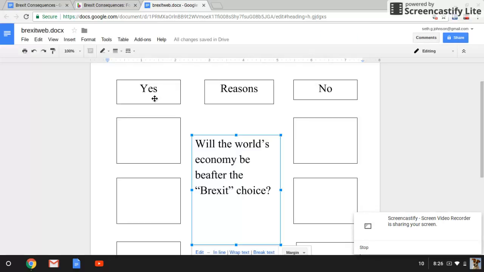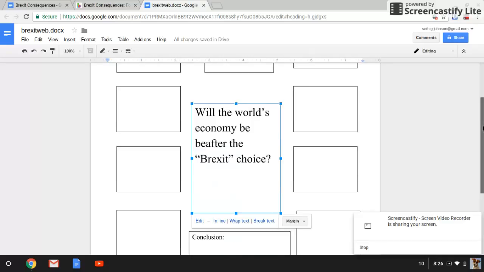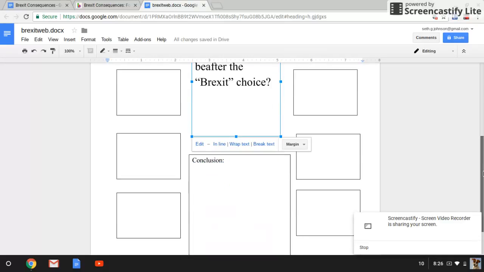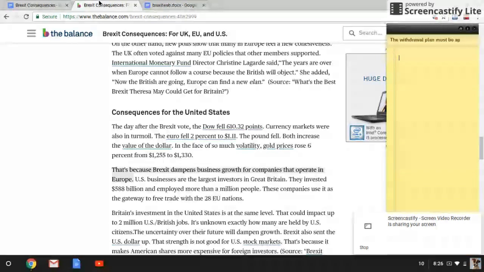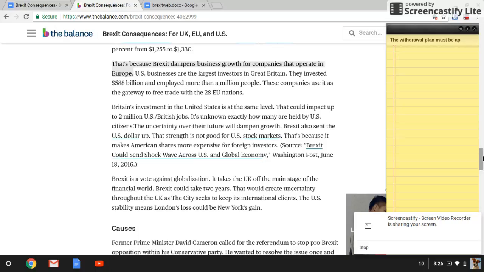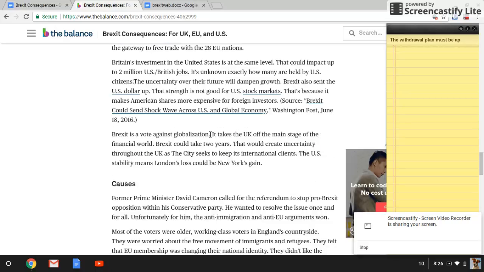So all of our work right now is towards this. We're always going to be finding reasons why yes, it would be better, no, it would not be better. As we work through the article, we find a reason why it would be better. For example, U.S. businesses employ companies, free trade with the European Union.